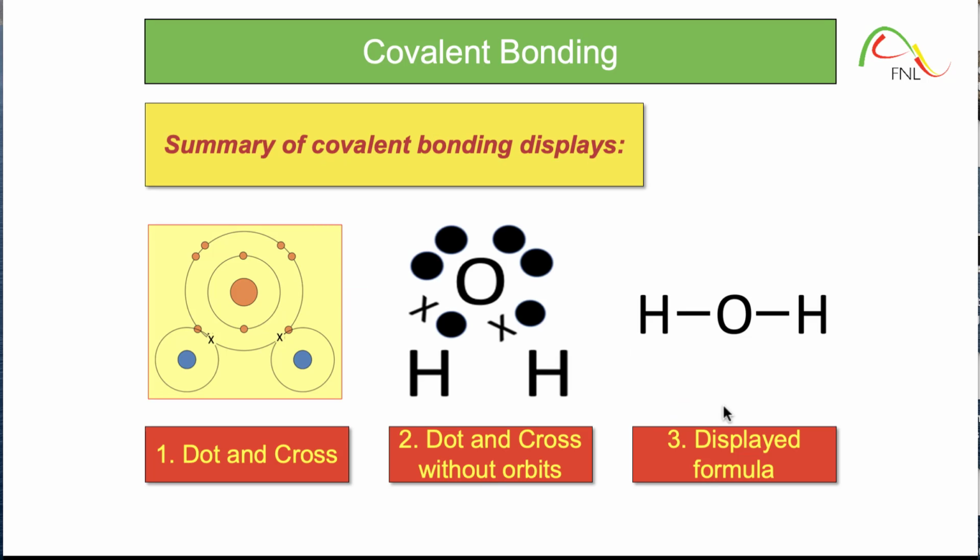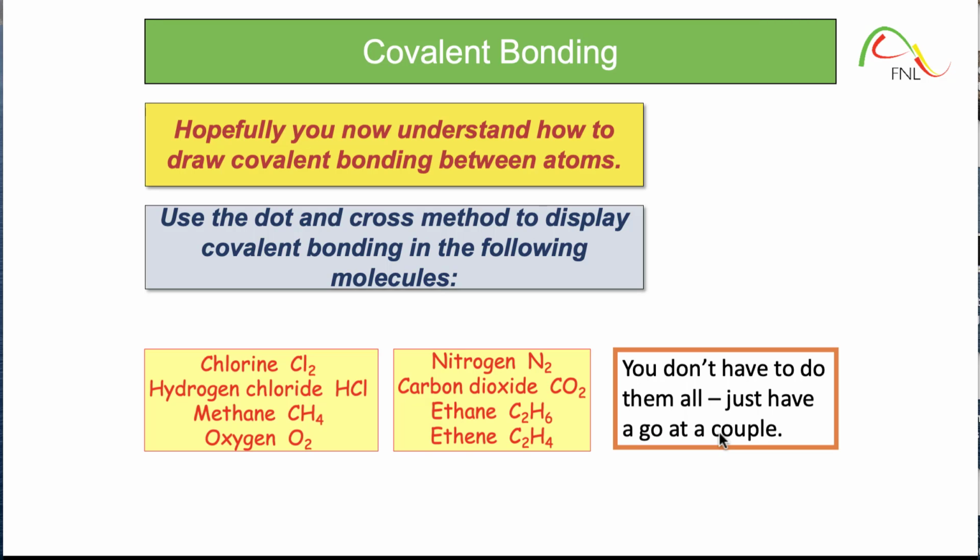So to summarise, we've got 3 ways of displaying covalent bonding. We've got dot and cross like the orbits, and displayed formula. Now hopefully you now understand how to draw covalent bonding between atoms. So use dot and cross method, whichever one you prefer, to display covalent bonding in the following molecules. These are all covalently bonded molecules: chlorine, hydrogen chloride, methane, oxygen, nitrogen, carbon dioxide, ethane, ethene.